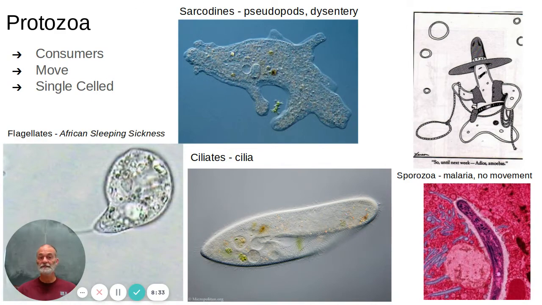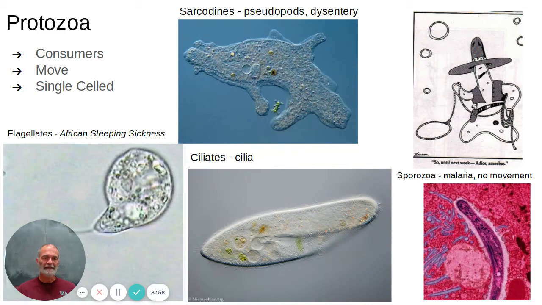The last group is called the sporozoa. Sporo meaning spore-producing, zoa meaning animal. So they're a spore-producing animal? No, they're a protist. But they are one group of protozoa that do not have the ability to move. And one of the reasons is all of the sporozoa are parasites. One example is the sporozoa that causes malaria.